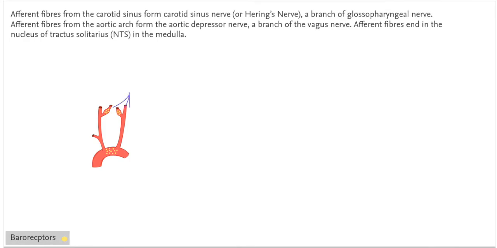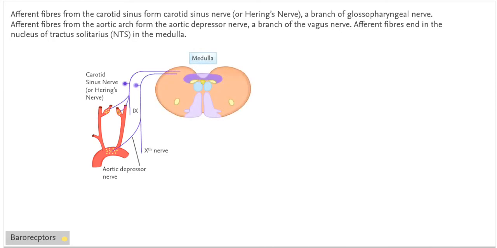Afferent fibers from the carotid sinus form the carotid sinus nerve or Herring's nerve, a branch of the glossopharyngeal nerve. Afferent fibers from the aortic arch form the aortic depressor nerve, a branch of the vagus nerve. Afferent fibers end in the nucleus of tractus solitarius, NTS, in the medulla.